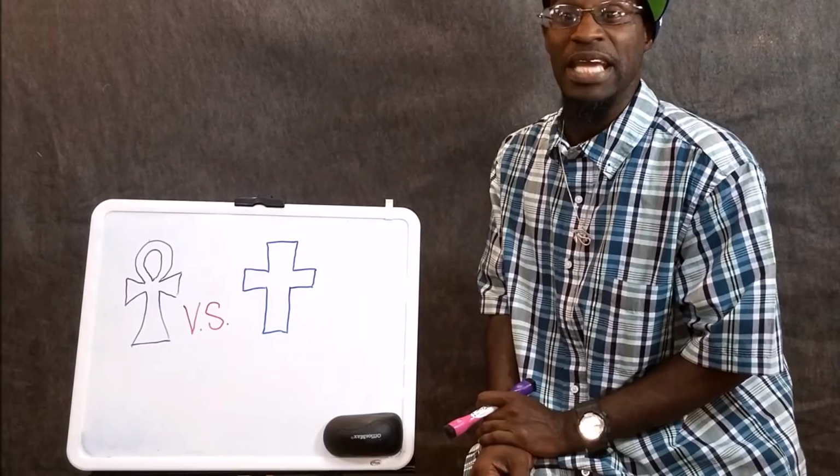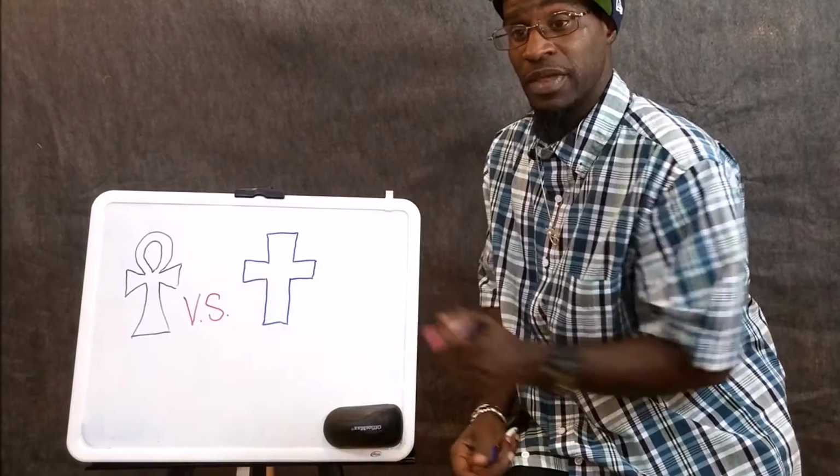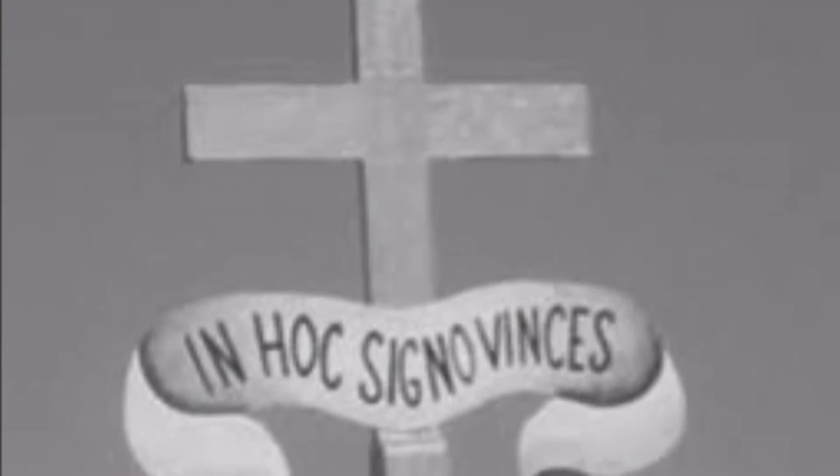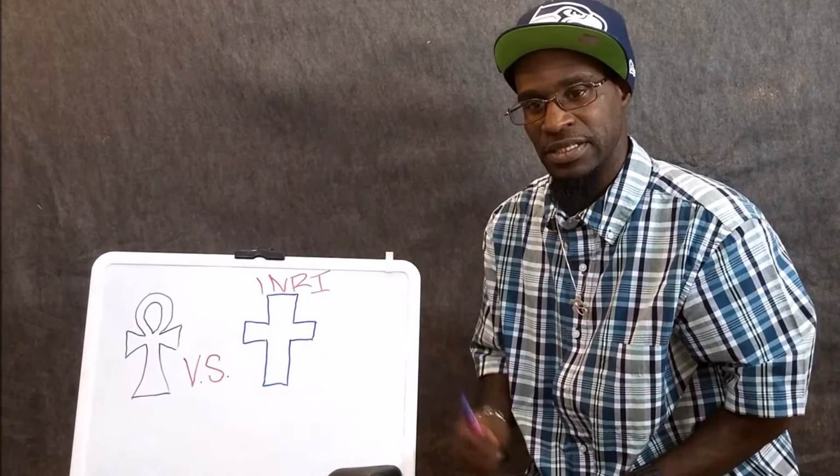And in his vision, he saw this symbol, and written atop it was four letters, written in Latin. And it stood for Inhunk Signa Vince. Inhunk Signa Vince. And it meant, and by this sign we conquer.